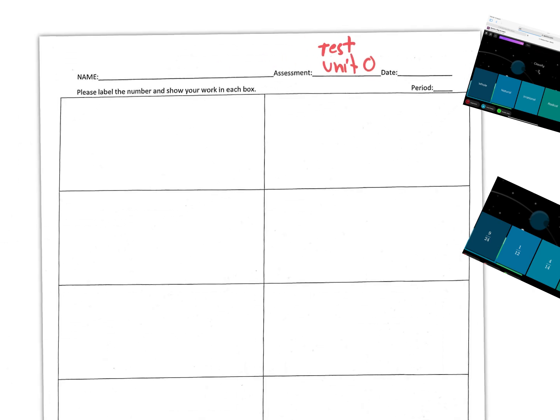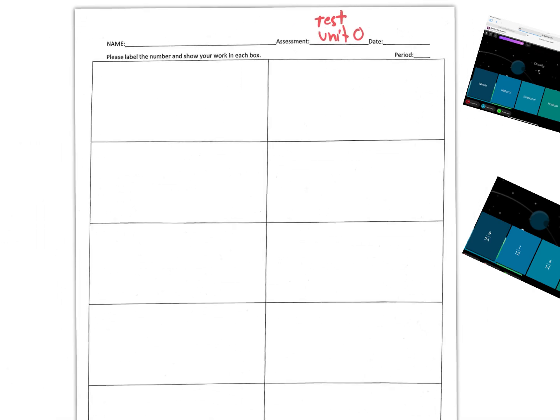So you have a bunch of blank boxes here. And you're going to show your work on those questions that require work.